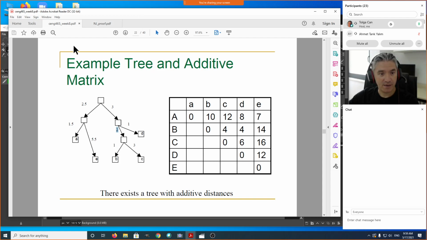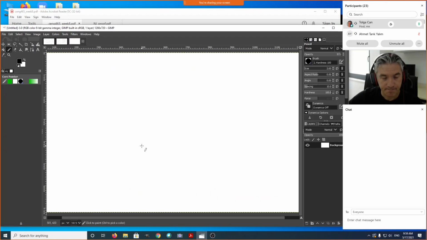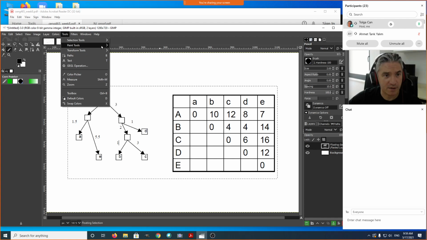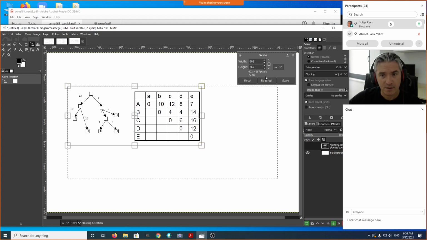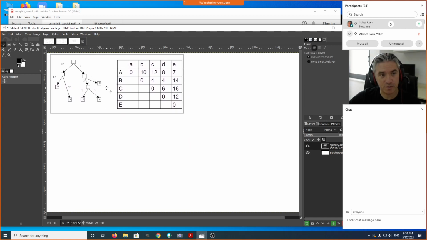So let me copy this one here and resize it. Any questions, by the way, up to this point? I hope everything is clear. I'm going to now describe the UPGMA algorithm on this matrix, and you're going to see what kind of tree we get. I wanted to retain this tree here as a reference to see that UPGMA is going to give us a different tree.